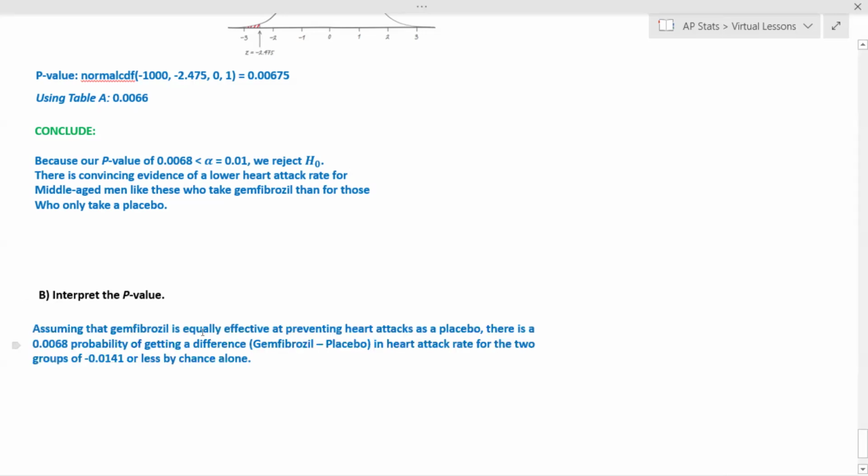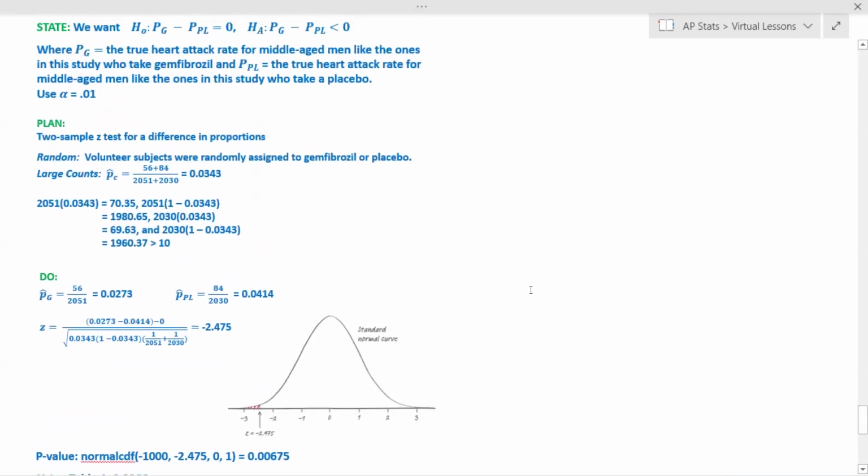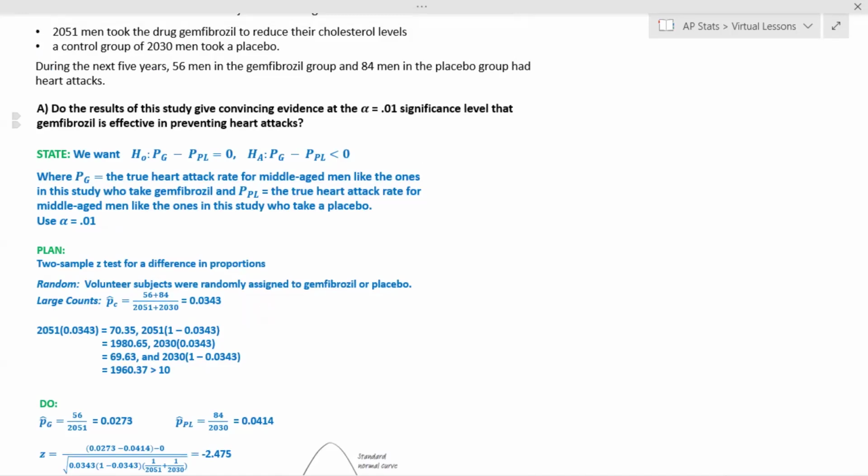Assuming that GEM is equally effective at preventing heart attacks as a placebo, so we assume the null is true. Assuming the null is true, but we set it in context, there is a 0.0068 probability of getting a difference, GEM minus placebo, in heart attack rate for the two groups of negative 0.0177 or less by chance alone. Okay, so that's how we interpret the p-value, and also how we do the four-step process on completing a hypothesis test in this situation.